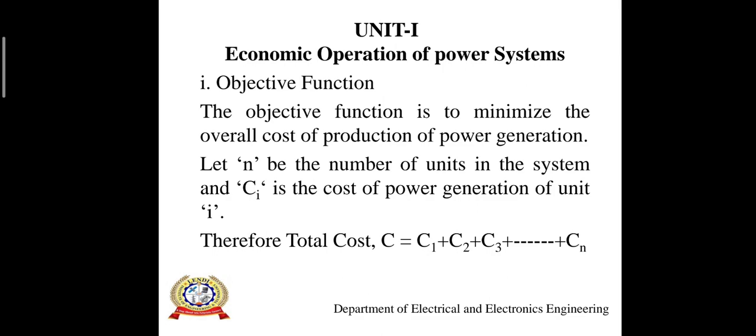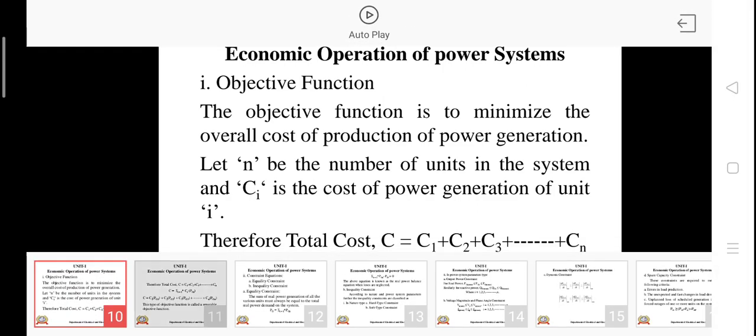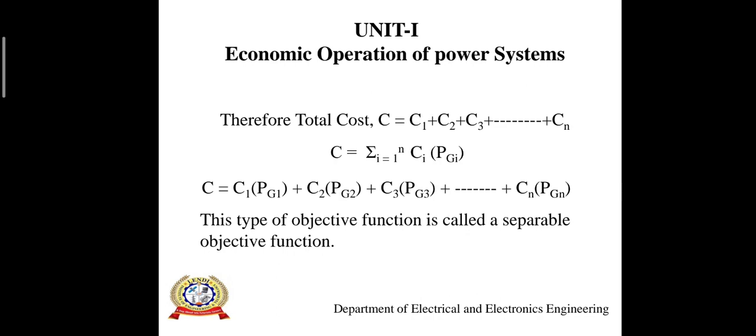So every unit has its individual cost. If we have 10 units, the first unit cost is different, the second unit cost is different, and up to 10 units there may be different costs. To get the overall cost, we have to sum these 10 unit costs, so that C is equal to C1 plus C2 plus C3 and so on up to plus Cn. This is the total cost. Therefore, the generation cost of the ith unit is a function of the real power generation of that unit, and hence the total cost is expressed.